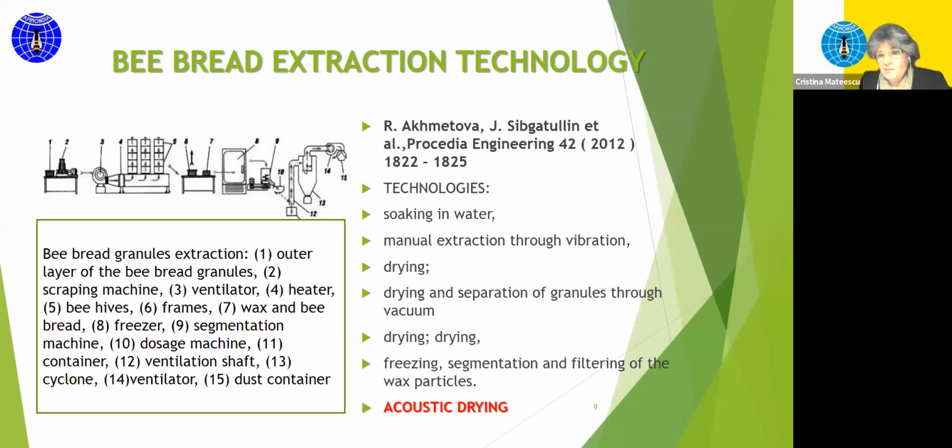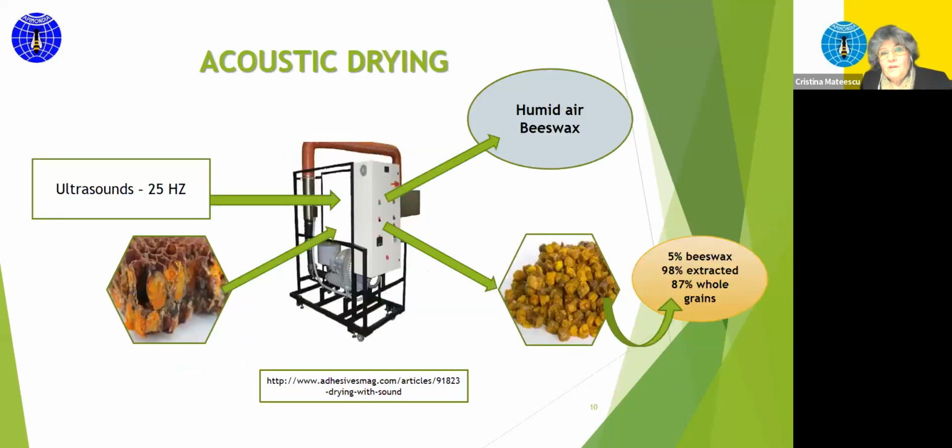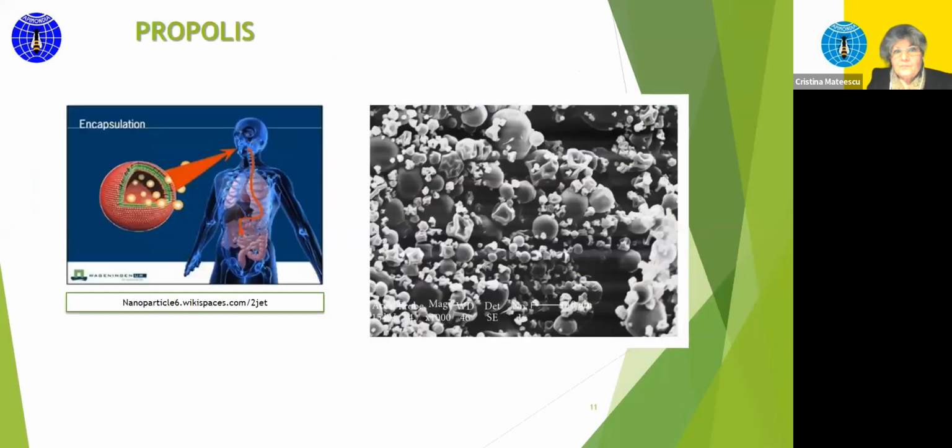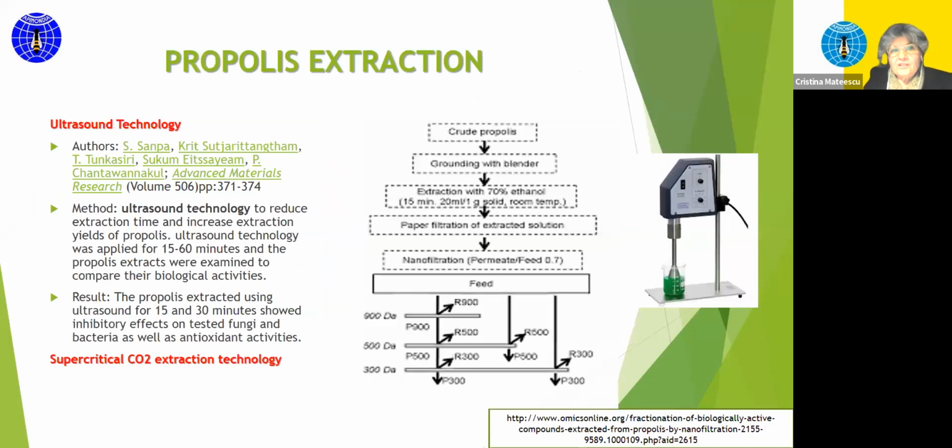Then we can make the manual extraction through vibration, I mean, just vibrating. Then drying and separation of the granules through vacuum. Again, drying, and then freezing, sedimentation, and filtering of the wax particles. The obtained preparation is put to acoustic drying, in which 25 frequency ultrasounds are used. Using this acoustic drying procedure, the humid air is removed from the product and also the particles of beeswax. Finally, what we get is a fairly pure concentration with more than 85% of the bee bread granules, which are entire and not cracked.